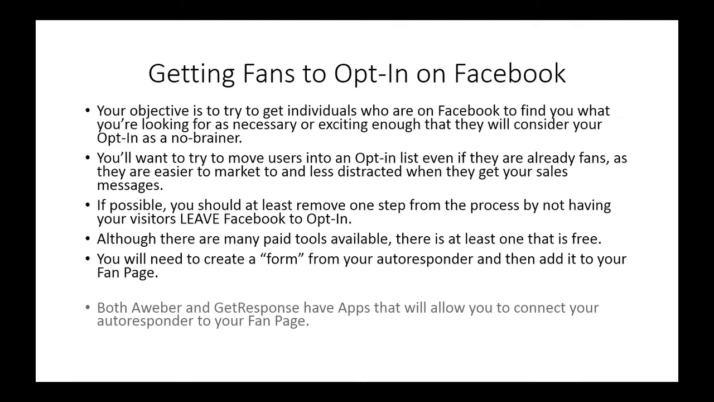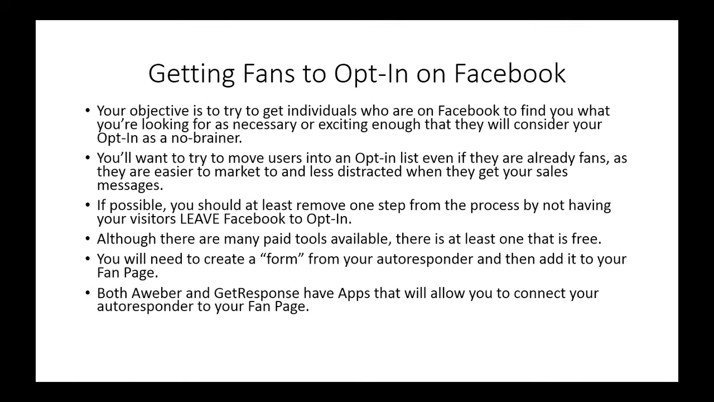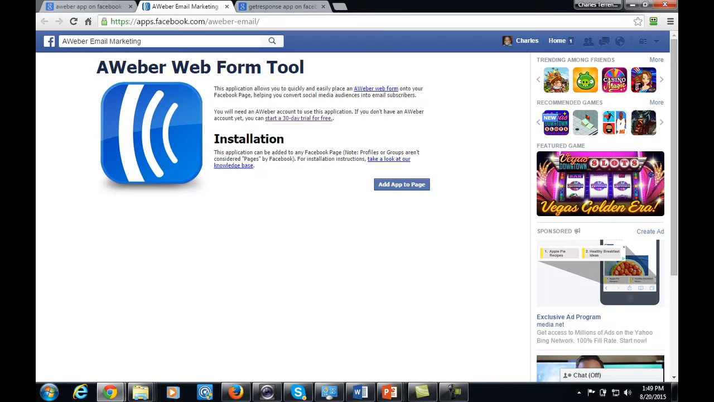Now, as a matter of fact, you're going to find that both Aweber and GetResponse have Facebook apps that will allow you to connect your autoresponder to your fan page. Let's take a look at those right now. This is going to be a fairly simple process of going to the app page and then just going through the steps. You've got a link there inside of your PDF, and you want to go to that link. It's going to bring you to this page that looks like this, and then you're going to click Add App to Page.